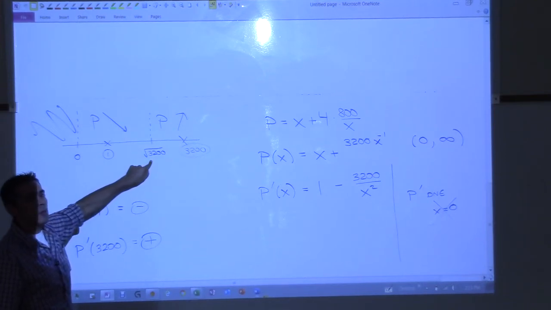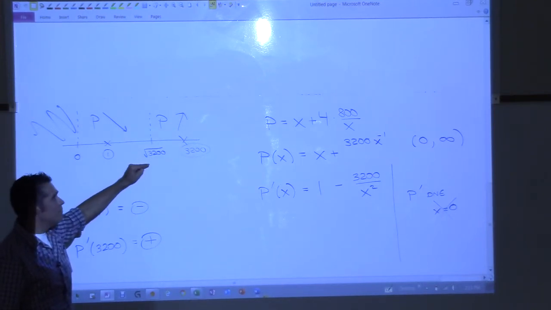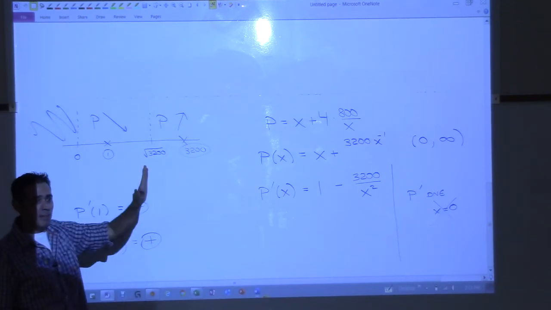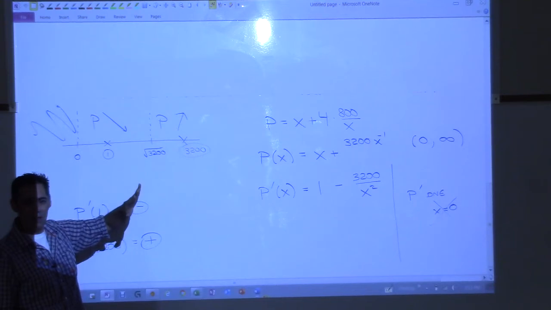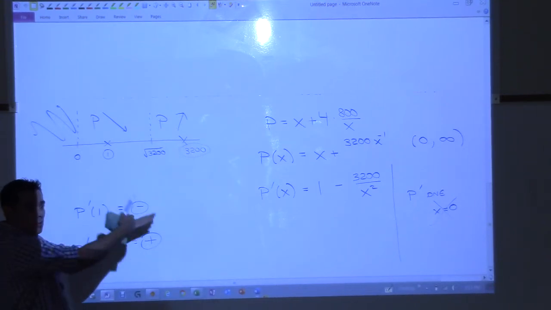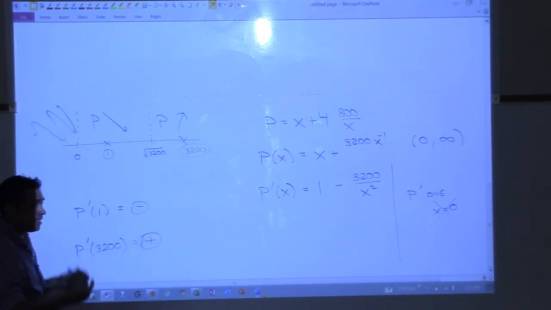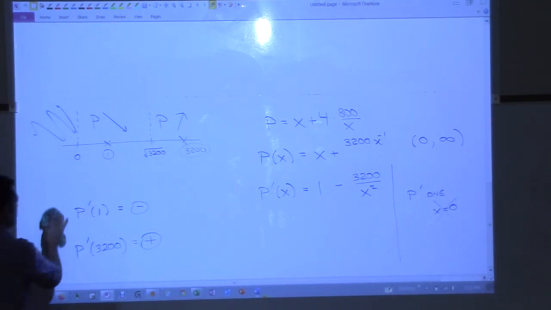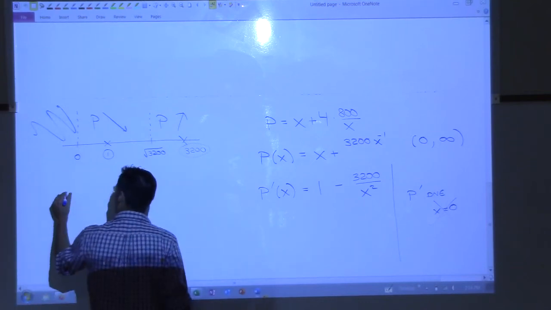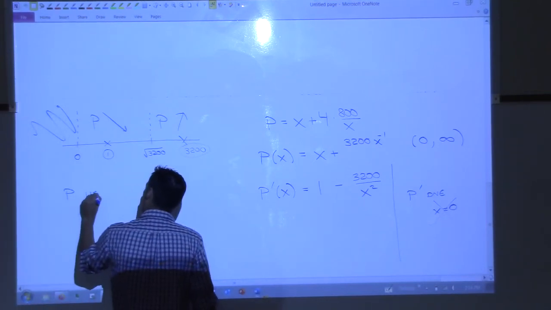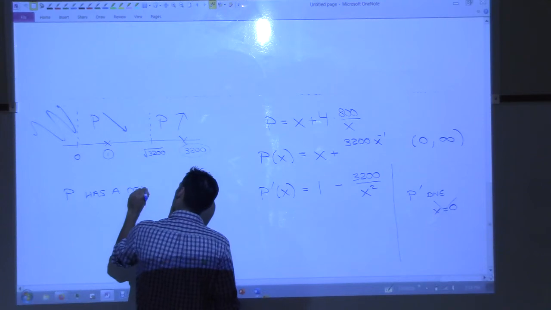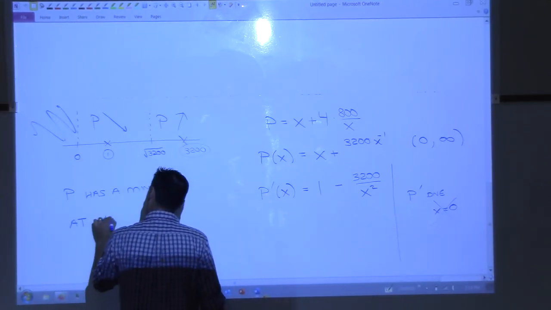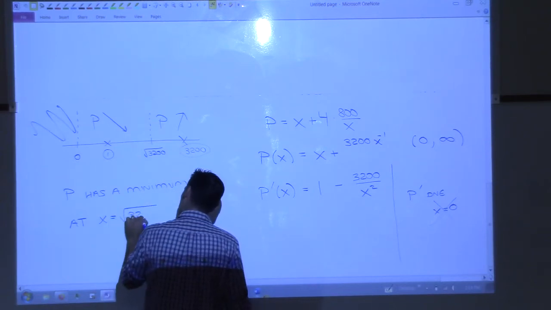Now, how do we know that this is the only minimum we have? It's the only spot where we go down and up. It's the only place it happens, right? There's no other places where this happens. So this is the only minimum possible. So this is the one. All right? So the conclusion is that P has a minimum at x equals the square root of 3200.